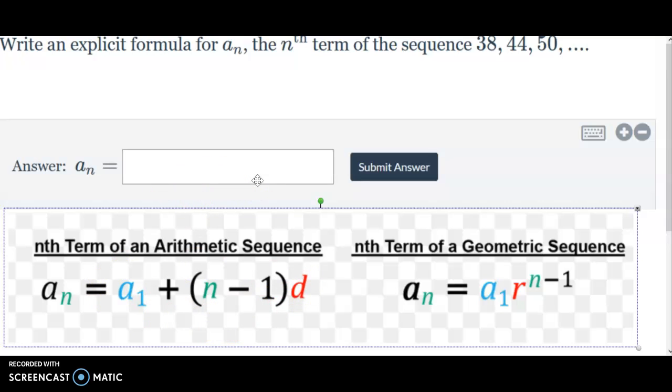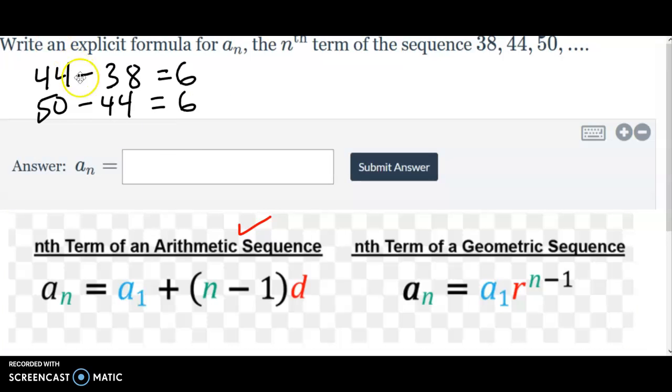Okay, so the first thing you want to do is determine whether it is arithmetic, which means you add the same number every time, or geometric, which means you multiply by the same number. So you have to find the common difference or the common ratio. We're going to start by looking for the common difference. To do that, we're going to do the second term minus the first term, and the third term minus the second term.